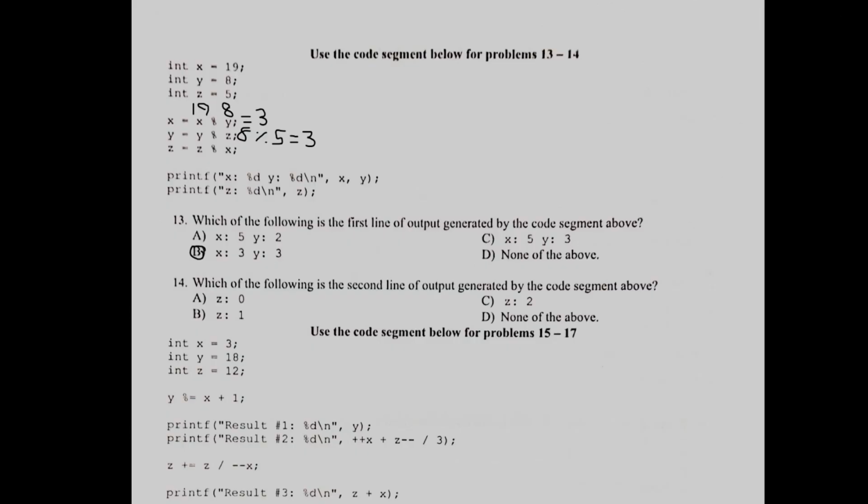Question 14 asks, what is the output of the second printf statement? And we can see here it's printing z. So we see here z is set to z modulus x, but x was previously set to 3. So this is going to be 5 modulus 3, which is going to be 2. So the answer to 14 is going to be C.